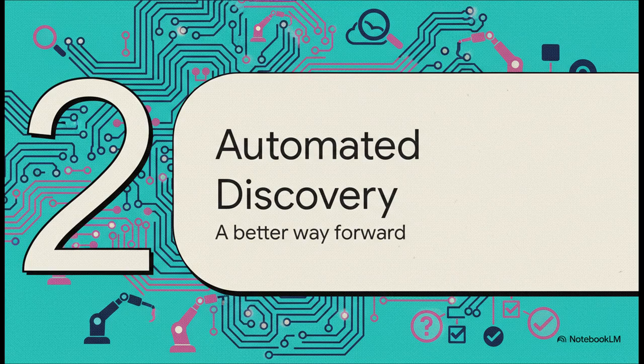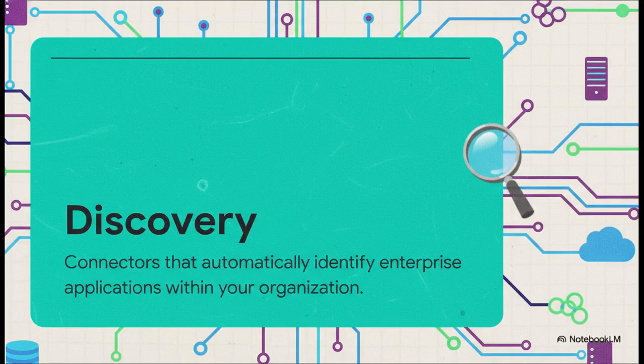Well, the answer is to stop doing it manually. We've got to replace all that guesswork with smart automation. And that is exactly where automated discovery comes into the picture. At its heart, the idea behind discovery is actually really simple. It uses these things called connectors that automatically reach into your environment to find and identify every single application running there. You're not hunting for them one by one anymore. You're letting the system build the map for you.